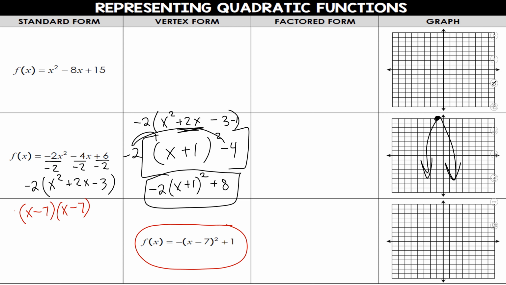Oh, it won't let me draw it. Oh, there it is. Okay, let me rewrite it. I'll write it over here. So we have a negative in the front, (x - 7) times (x - 7) plus 1.